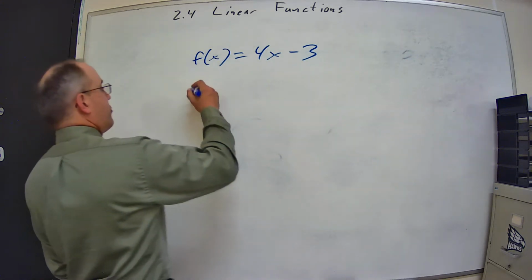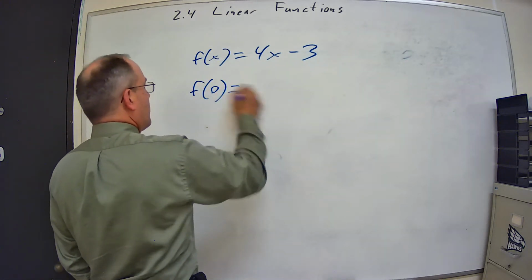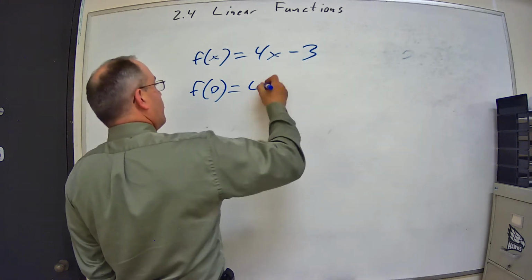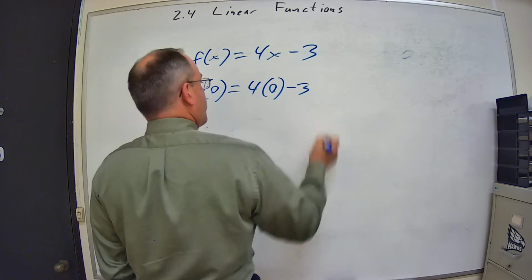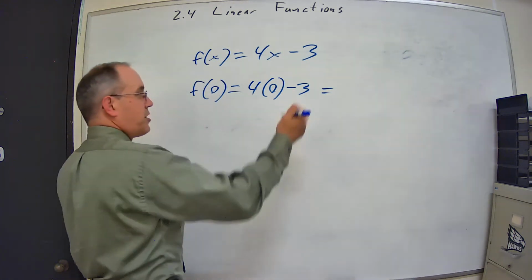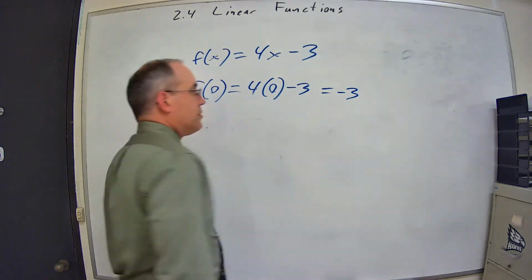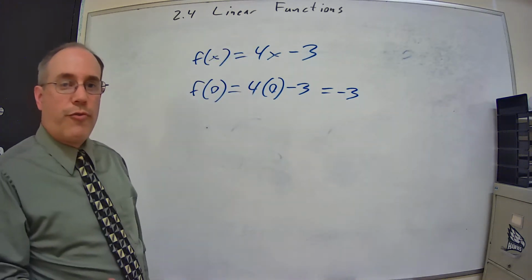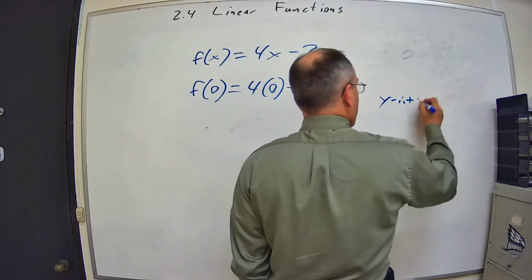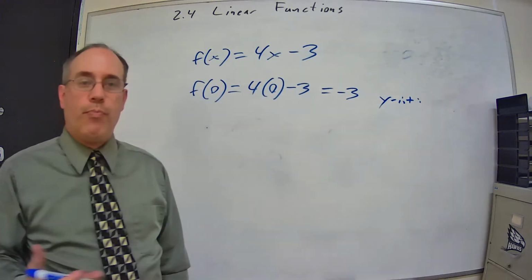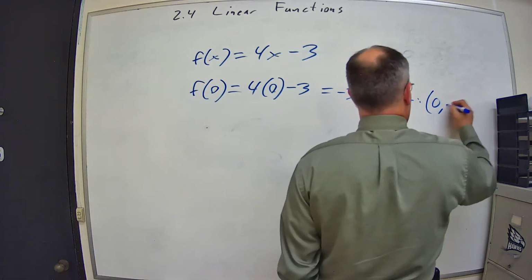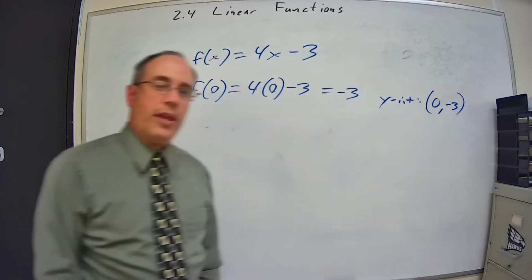So if we go f of 0 is equal to 4 times 0 minus 3. 4 times 0 is 0, so negative 3. I would prefer to see the y-intercept given as an ordered pair, as a point. So I would say that's 0, negative 3.